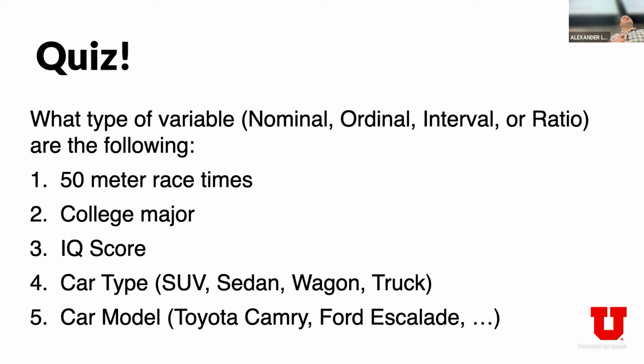I hear ratio. Everybody agree? Great. The college major: nominal. IQ score: ordinal. I would argue it's interval.